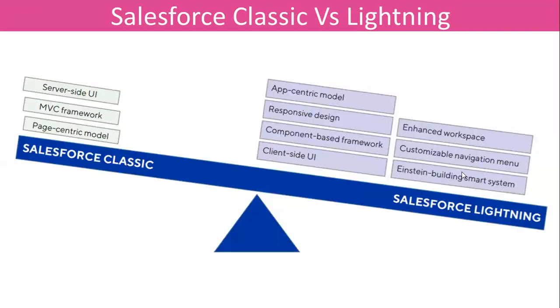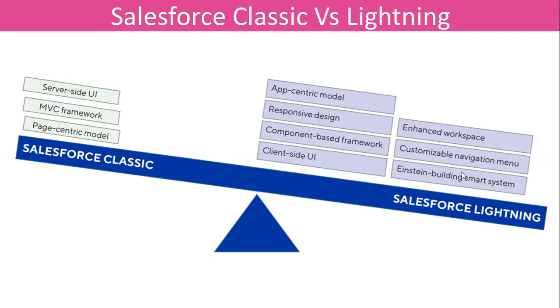Let's try to understand the difference between Salesforce Classic and Salesforce Lightning. Salesforce Classic is a server-side UI. It works on the MVC framework, and it's a page-centric model. So the Visualforce pages and the Apex classes work on the MVC framework in Salesforce Classic. And when it comes to Salesforce Lightning, it has an app-centric model, instead of page-centric.